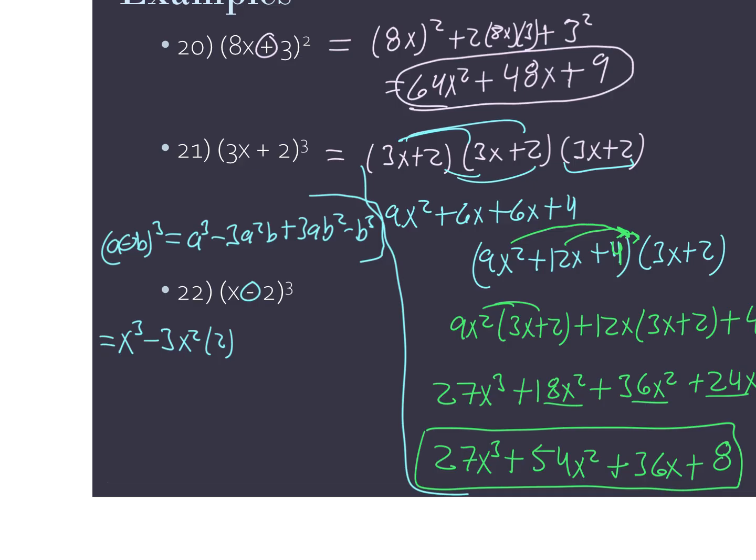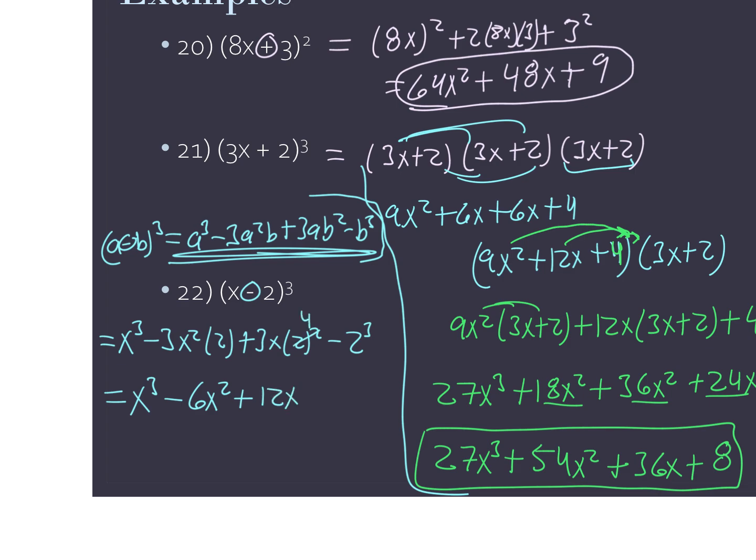All right, so I get minus 3x squared times 2 plus 3 times x times 2 squared minus 2 to the third, right? So that's just plugging into this formula here. And then fully simplifying this is going to get us a minus x to the third minus 6x squared plus 2 squared is 4 times 3x is 12x, and then minus 2 to the third is 8. So we saved a lot of time, a lot of space by memorizing this special product. All right, but if you don't want to do that and you want to write it 3 times and multiply it that way, that's fine as well.